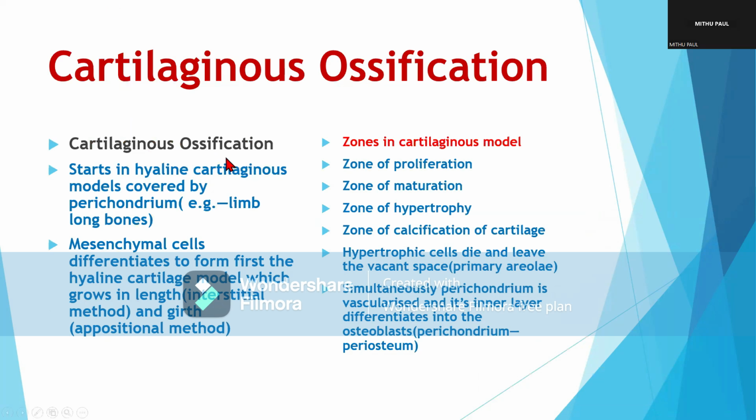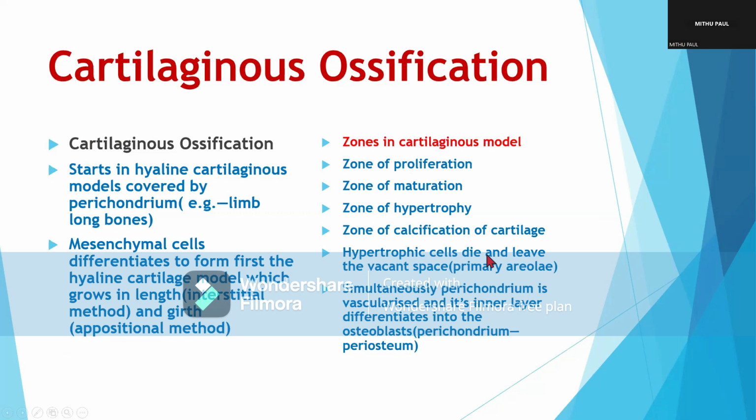Cartilaginous ossification starts in a hyaline cartilaginous model covered by perichondrium. Clear? Mesenchymal cells differentiate to form the first hyaline cartilage model, which grows in length via interstitial and in girth via appositional growth. True. Within the cartilaginous model, there are the zones of proliferation at the periphery, then maturation, then the zone of hypertrophy, and then the zone of calcification at the center.